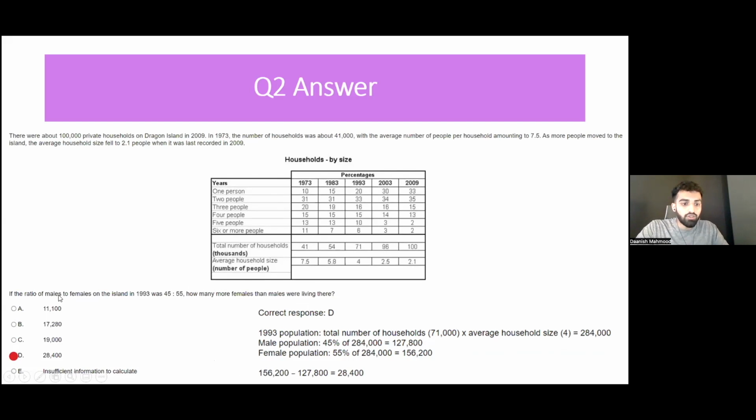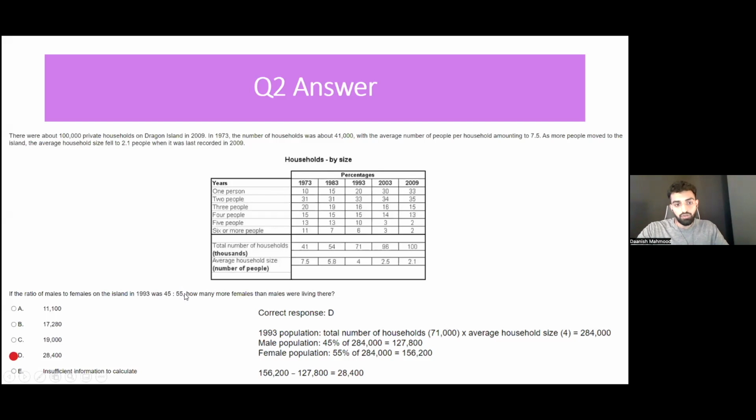So if the ratio of males to females on the island in 1993 was 45 to 55, how many more females than males were living there? So male to female, 45 to 55, females are 55 and males are 45 here. These two add up to 100, okay? 45 and 55 is 100. So out of 100, females represent 55, which is basically, you can do this as a percentage, okay? Since the two ratios add up to 100, it corresponds to a percentage. So 55% women, 45% men.